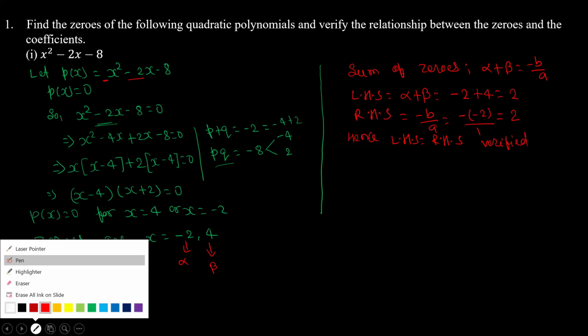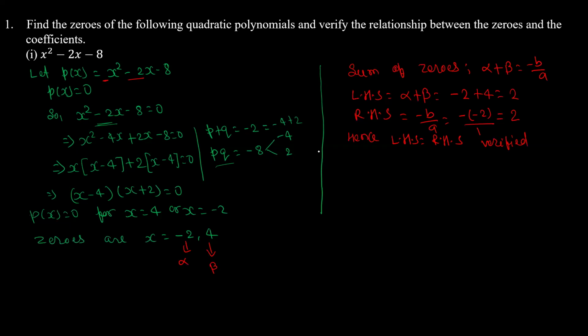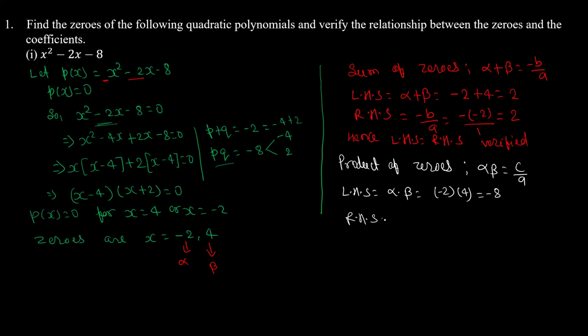Next, what we have? For the product. Next क्या है? Product. So product of zeros. Okay. So product of zeros क्या है? Alpha into beta किसके बराबर है? C by A. So now again similar thing. LHS is what? Alpha into beta. So alpha का वैल्यू क्या है? -2. Beta is 4. So कितना आया? -8.